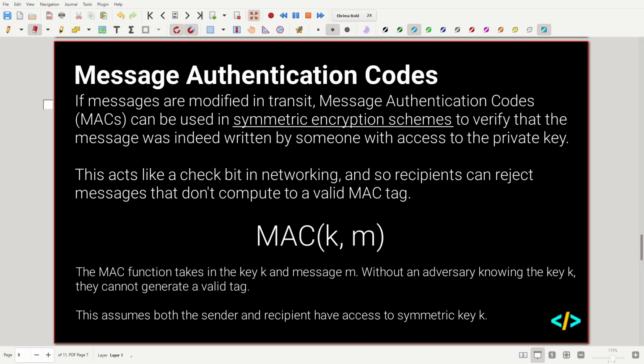A message authentication code is very similar. It acts like a check bit, and recipients can reject messages that don't compute to a valid MAC tag. Now, there's 2 inputs, K and M. K is the symmetric key. Because we're using symmetric encryption, both the sender and the receiver are going to have access to this key. So this is the shared key. And M is the message that we're encrypting. Now, without the adversary knowing the key K, they can't generate a valid tag. So this means that only the sender and the recipient can generate these message authentication codes.